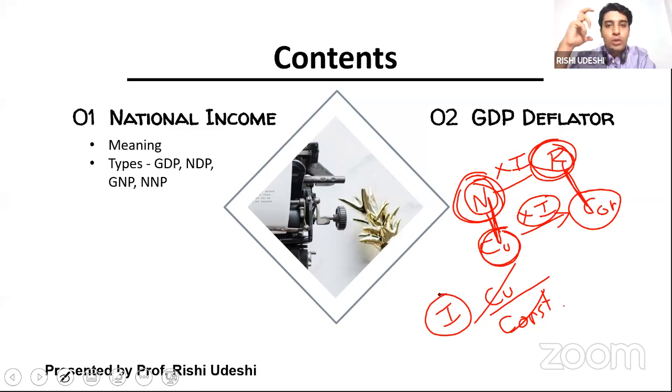Does this ring a bell? Vaguely, you were all little, we did this in childhood, okay? So current divided by constant, you get inflation. And for GDP deflator, suppose it is one, it indicates that there is no price rise in the economy.